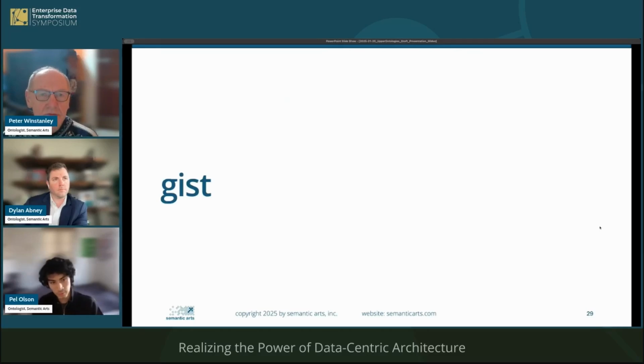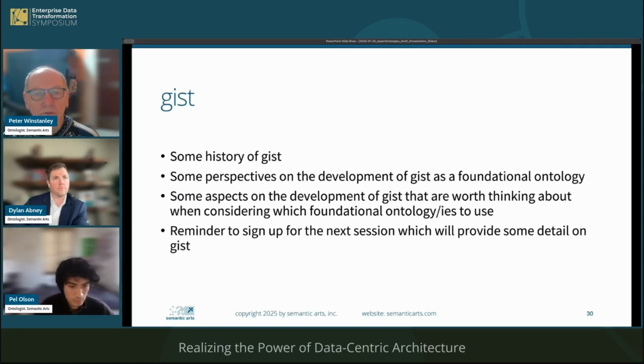So I would like to take over and talk a little bit about GIST, building on both what Dylan and Pell have been talking about. I want to bring in some of the history of GIST that will be helpful to nuance perhaps some of the things that Pell has been describing. And the other thing is that I would like this to whet your appetite for the next session on GIST, which will provide you with a lot more detail.